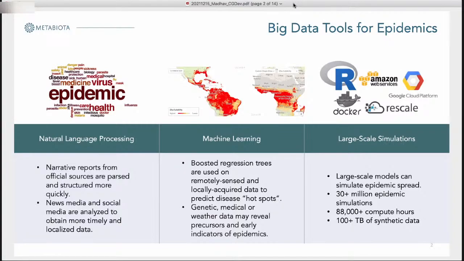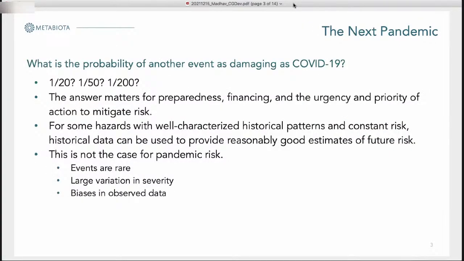We do use quite a number of big data tools for this work, including natural language processing and machine learning, but today I'm going to focus on the large-scale simulations that we use to assess the frequency and severity of epidemics and pandemics in the future. One question that's been coming up a lot, even as we're still in the midst of COVID, is what is the probability of another event as damaging as COVID? Is this a 1 in 20 year event, a 1 in 50 year event? And this answer is very important.